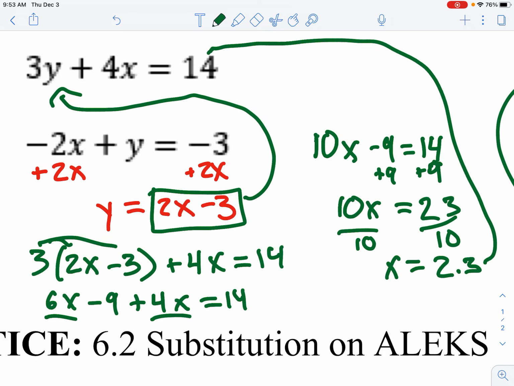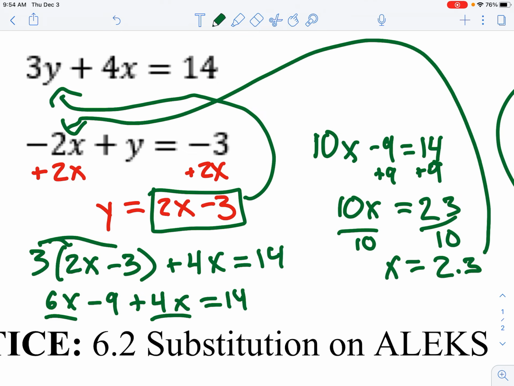So now I'm going to take that 2.3, I'm going to plug it in for this y, I think. So let's do that. Or I'm sorry, we're plugging it in for x. Let me take that back. Let's plug it into this x right there. So it'd be 2 times negative 2 times 2.3 plus y equals negative 3. So this would be a negative 4.3, I'm sorry, 4.6. Plus y equals negative 3.